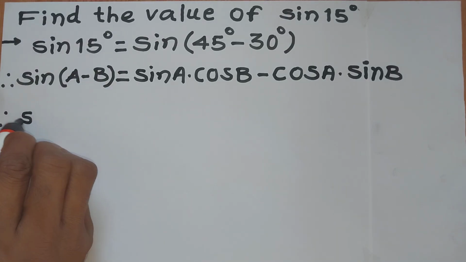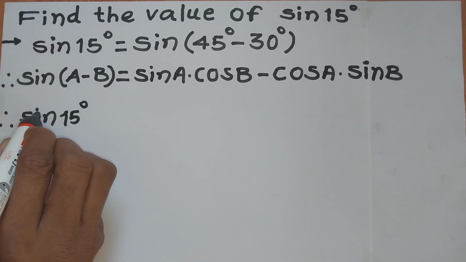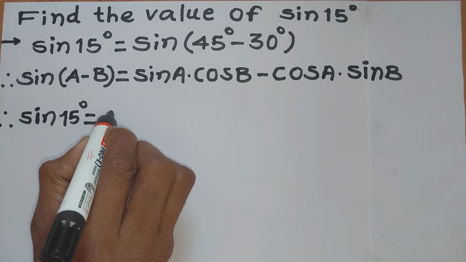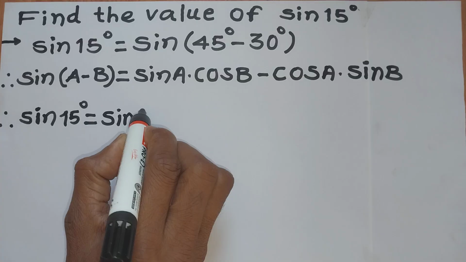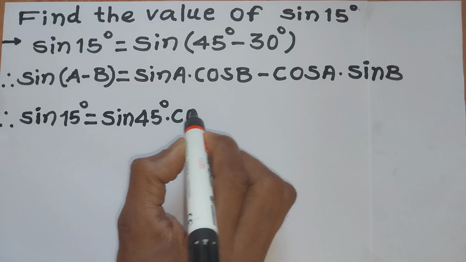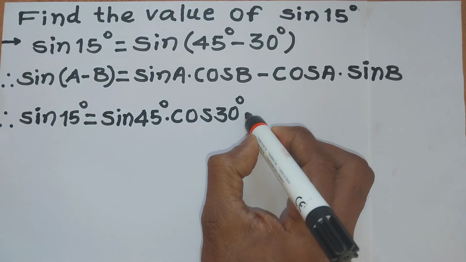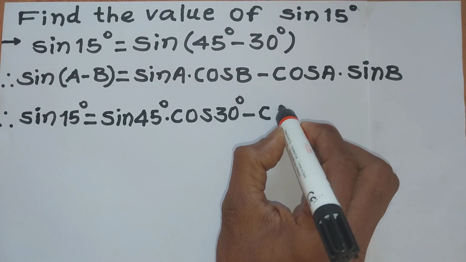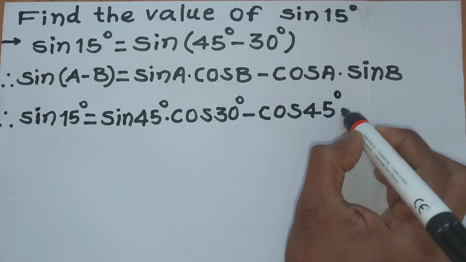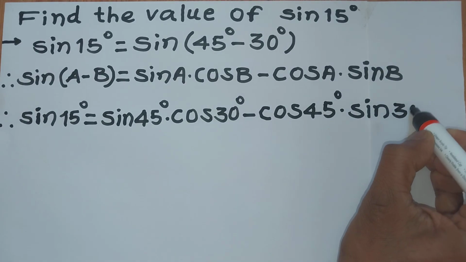Therefore sin 15 degree is equal to, instead of a we write 45 degree: sin 45 degree into cos 30 degree, means value of b, minus cos 45 degree into sin 30 degree.